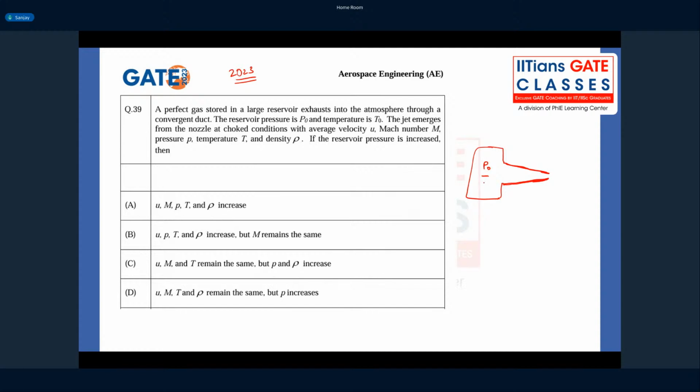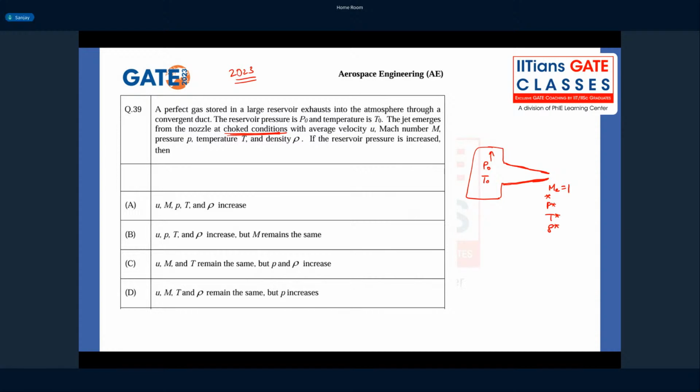The reservoir pressure and temperature are P0 and T0. The jet emerges from the nozzle at choked condition, which means the exhaust jet is going to be choked. The Mach number at the exit is going to be equal to 1. And because it is choked, can I call the conditions over here its star conditions? Yeah. So the Mach number is 1, pressure is P star, temperature is T star, density is rho star.